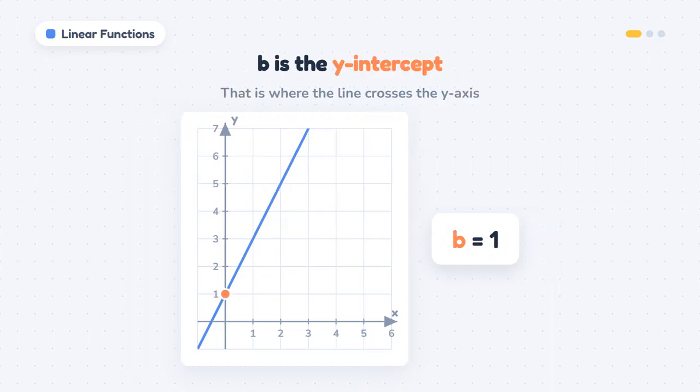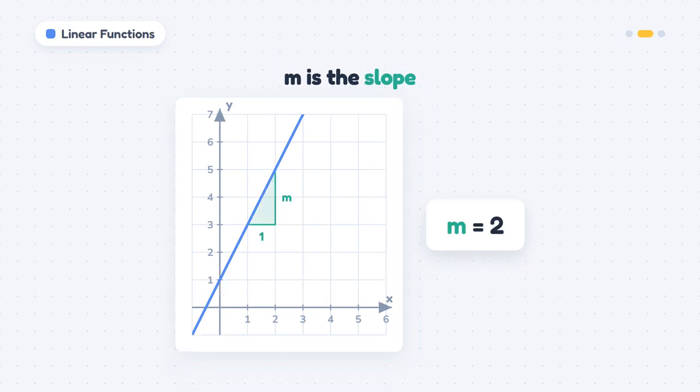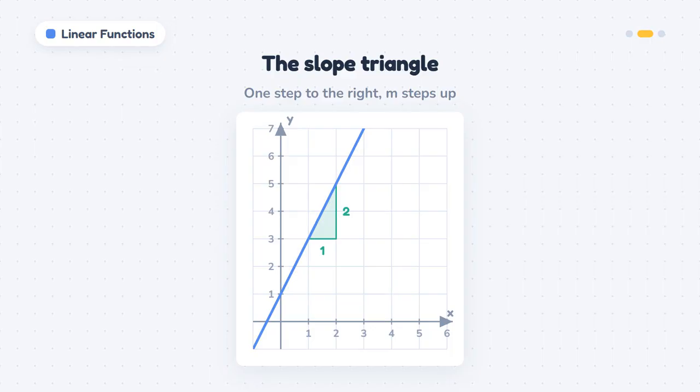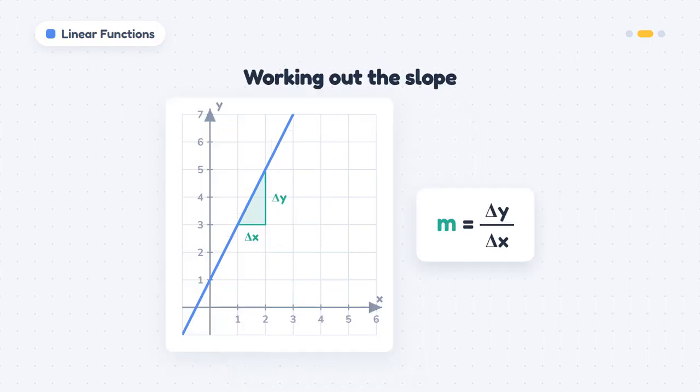Let's start with b. B is the y-intercept. That is where the line crosses the y-axis, here at 1. And m is the slope. It tells you how steeply the line goes up. The best way to see it is the slope triangle: one step to the right, and then m steps up. In general, m is delta y divided by delta x, so the height of the triangle divided by its width.